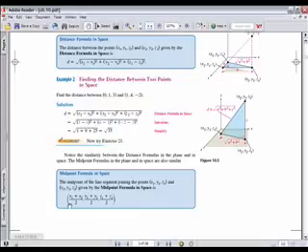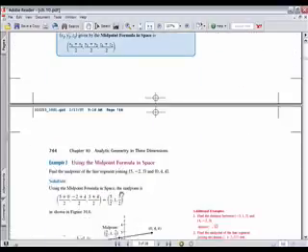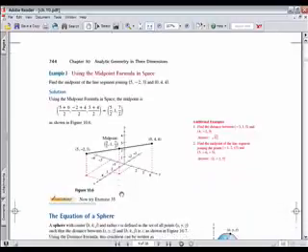Just like in 2 dimensions, the midpoint formula is very similar to the distance formula. You average the x's, you average the y's, but you also must average the z coordinates now. So (x1 plus x2) over 2, (y1 plus y2) over 2, (z1 plus z2) over 2. And so finding the midpoint in space between these two, 5 plus 0 over 2 is 5 halves, -2 plus 4 over 2 is 1, 3 plus 4 over 2 is 7 halves.